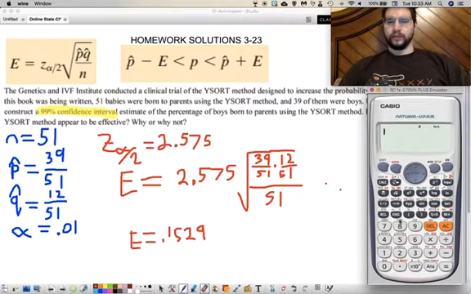So mode 1, 2.576. That's what the calculator gave us, so that's what I'm going to type in here. Times the square root, fraction, 39 over 51 times fraction 12 over 51 over 51.